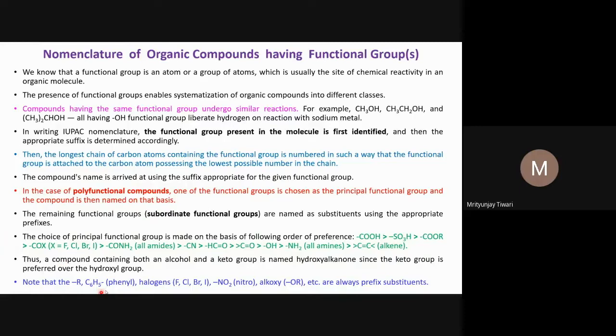And here you have to note that all the R groups, alkyl groups, or the C6H5 group, called the phenyl group, then all the halogens, fluorine, chlorine, bromine, iodine, or the NO2 group, which is a nitro group, or the alkoxy group, OR groups, are all considered as prefix substituents. So these groups are always considered as prefix substituents.